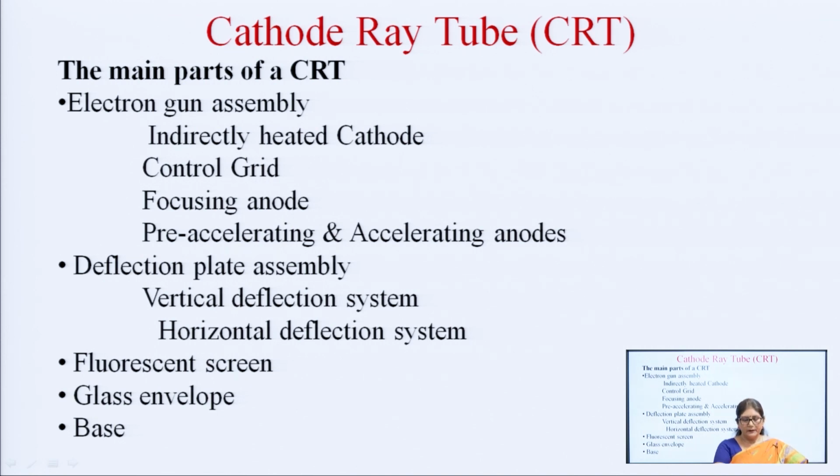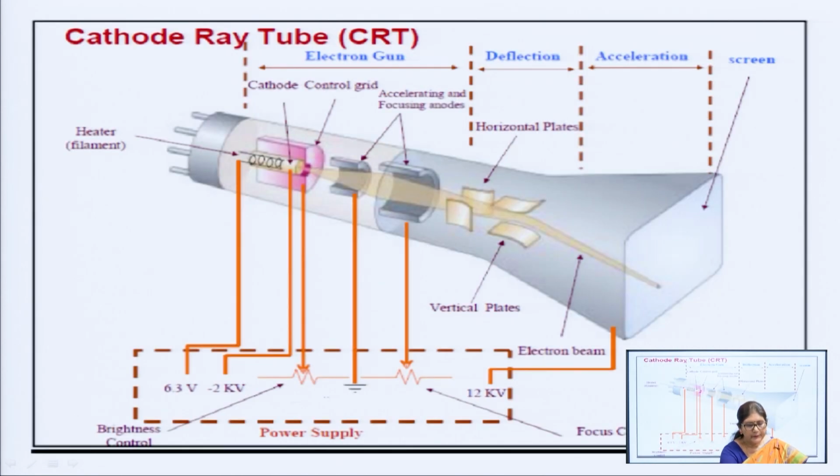The electron gun assembly has an indirectly heated cathode, control grid, focusing anode, pre-accelerating anode and accelerating anode. In some CRTs, the pre-accelerating anode is missing, and the focusing anode and accelerating anode are present.